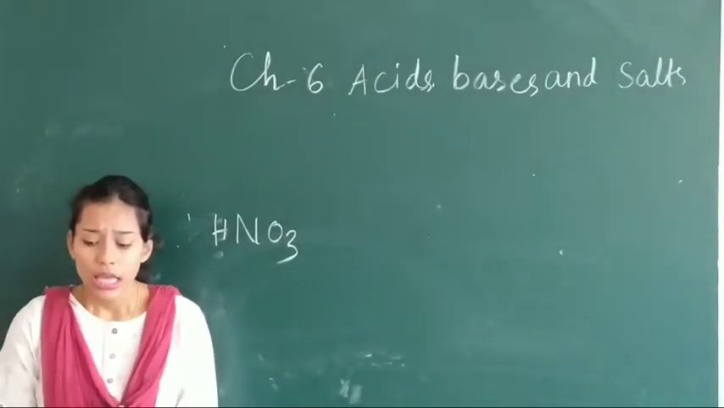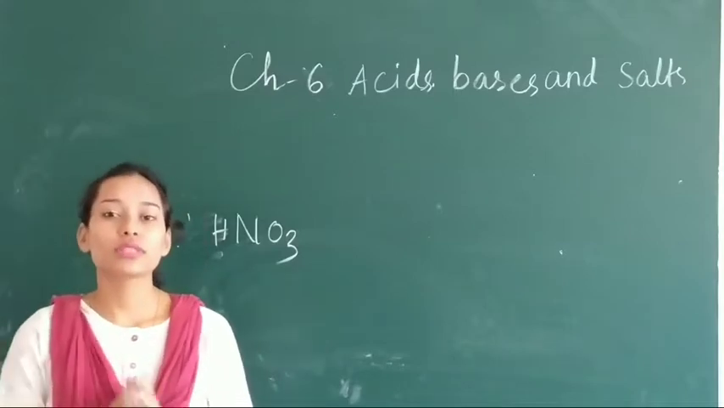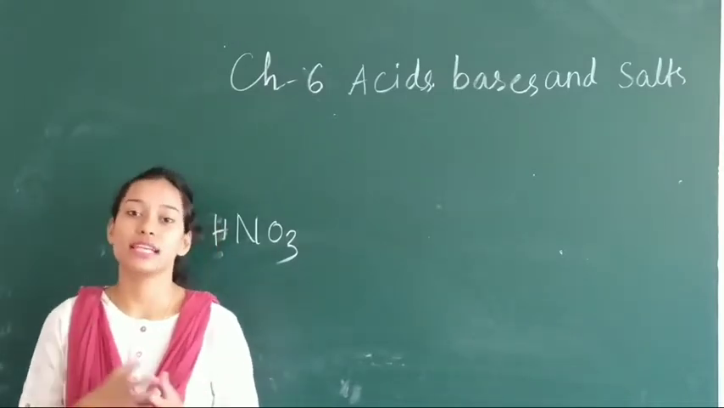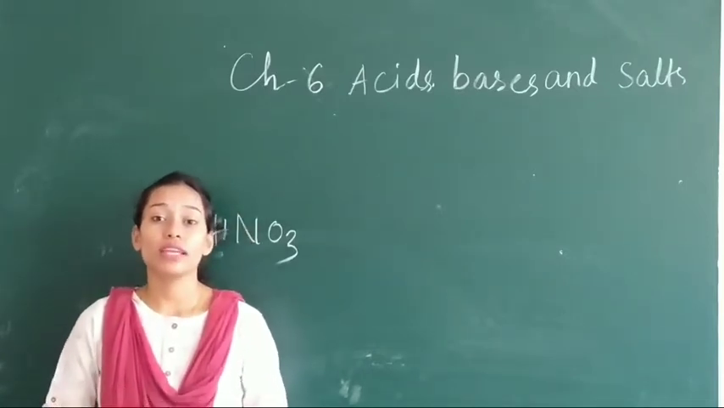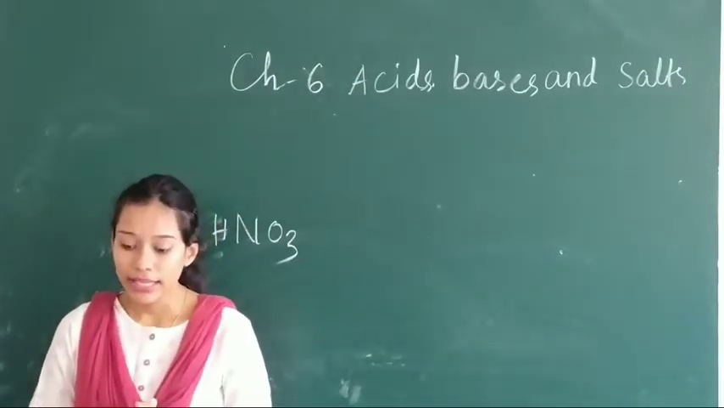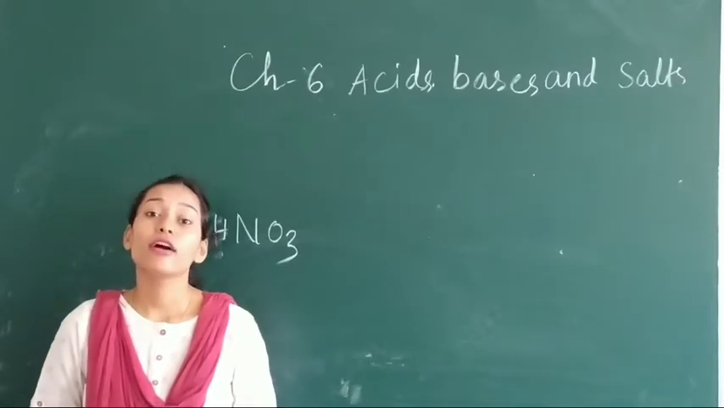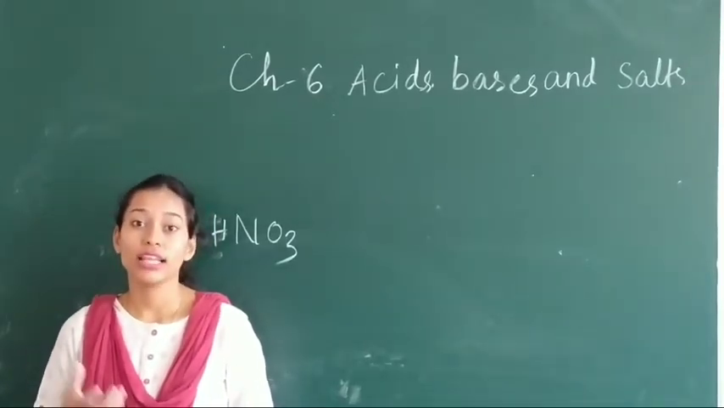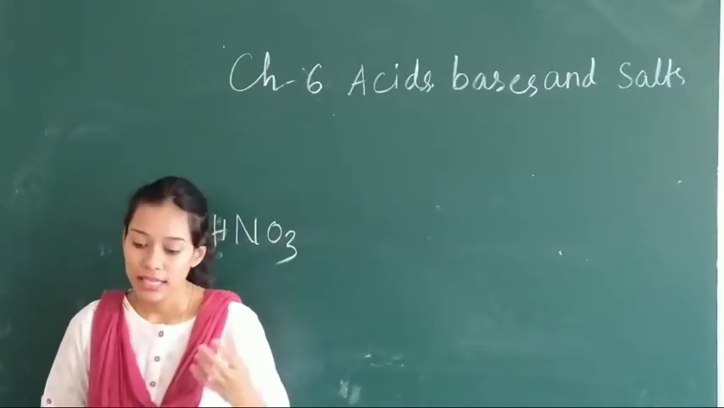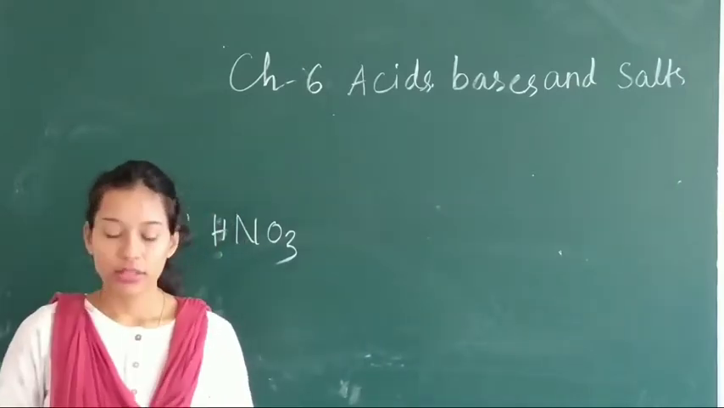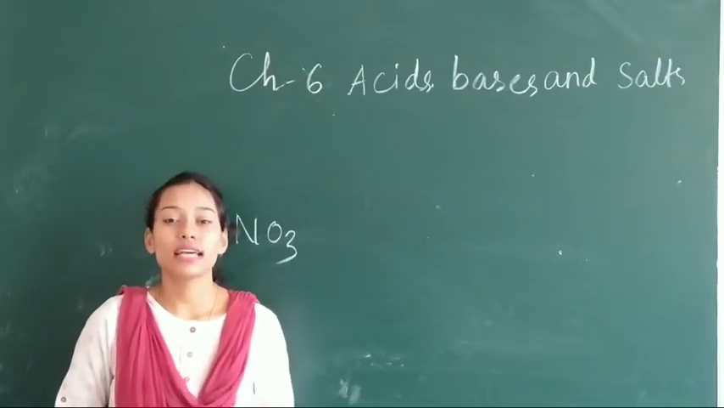Nitric acid is usually used in making explosives like TNT, trinitrotoluene. It is a chemical compound which is very explosive. Next, you see it is used for making fertilizers also, like urea, and it is used for making synthetic dyes and plastic. And it is used as an oxidizer in rocket fuel.